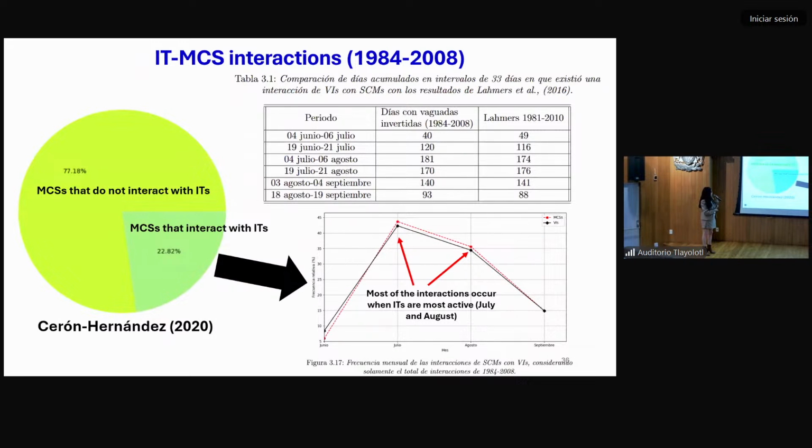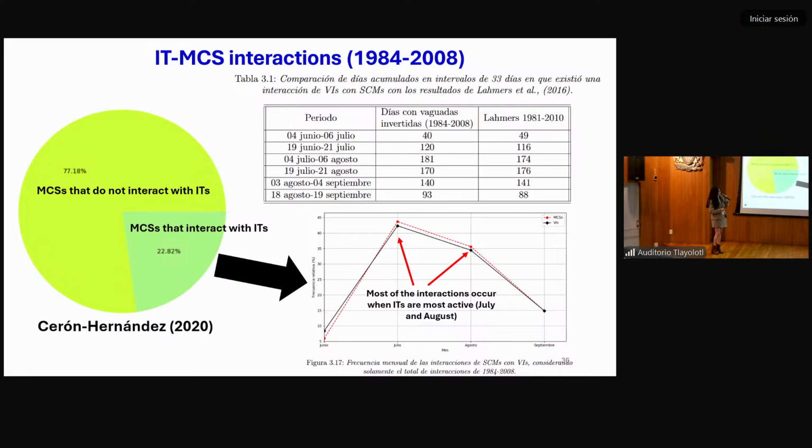That was very difficult to get, by the way, because not all the mesoscale convective systems interact with the inverted troughs. In fact, only 23% of all the mesoscale convective systems that we got during this period interact with inverted troughs. We checked if our tracking and our analysis was okay, so we compared our results with the paper from Lammers et al. 2016, and we got almost the same days with inverted troughs in Lammers and in our study. We also found that most of the interactions occur mainly over July and August.